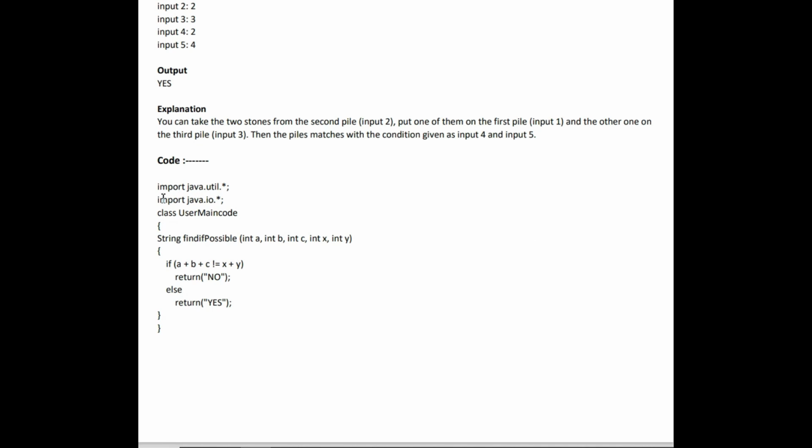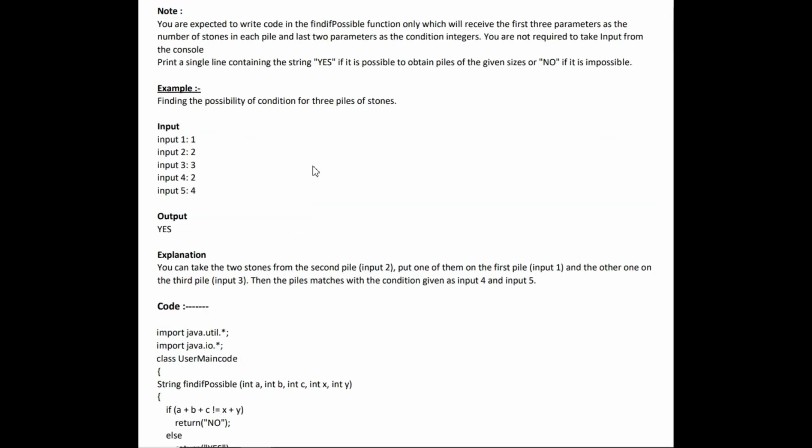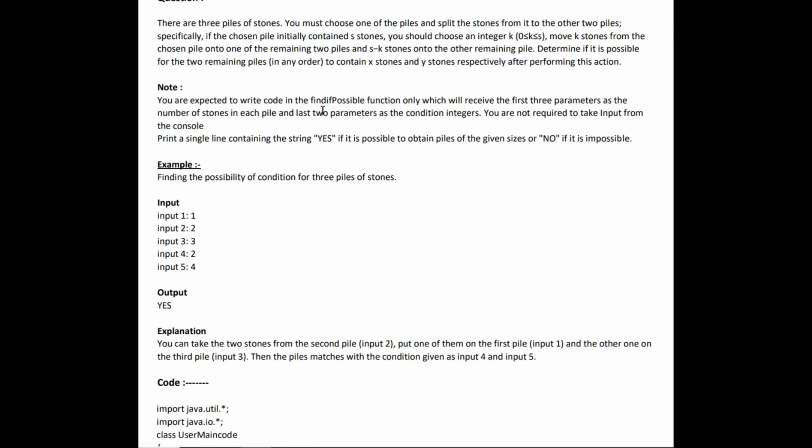These first 2 lines are for importing the packages: import java.util and import java.io, the util and io packages. Then the class Main, or any class you want. Then only the function String findIfPossible, because the question stated that we have to write the code only in the find if possible function, which will receive the first 3 parameters and the last 2 parameters, total 5 parameters, and will just print a single line containing the string.